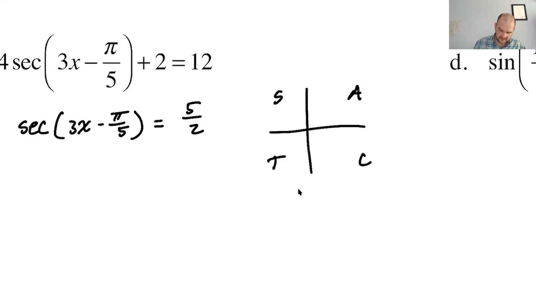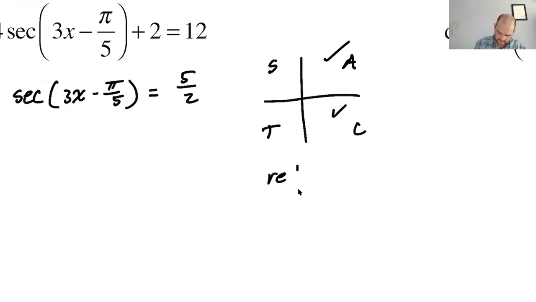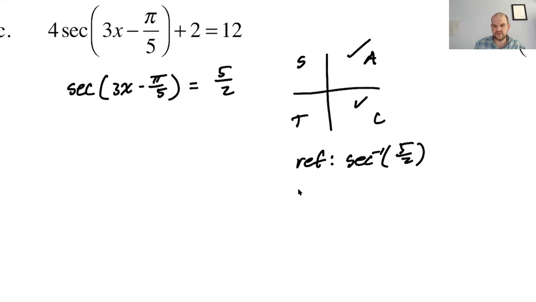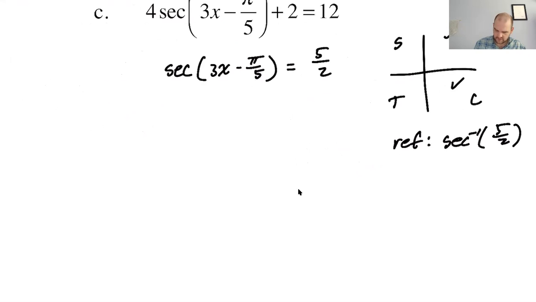ASTC. Secant, and it's positive, so from here or here. The reference angle is going to be the secant inverse of 5/2. So we're going to get a messy answer, which is totally fine. So that's our reference angle.